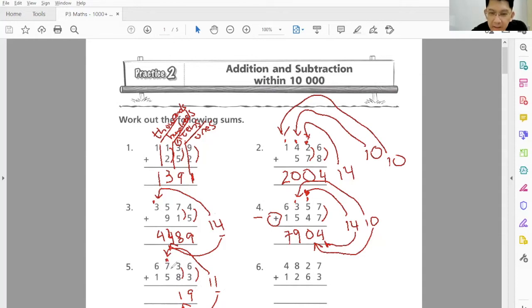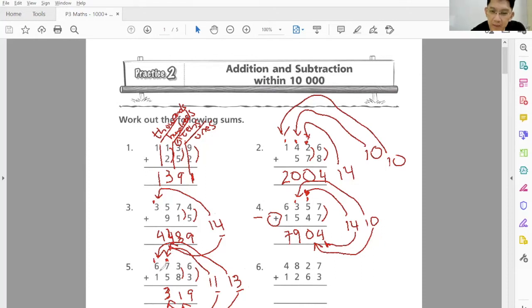Now 7 plus 5 is 12. Plus 1 is 13. Oops, let me undo that part. So 13, we're gonna write down the back digit over here, and the front digit will move to the next group as usual. Okay, so 3 is here. And 1 on top of 6.